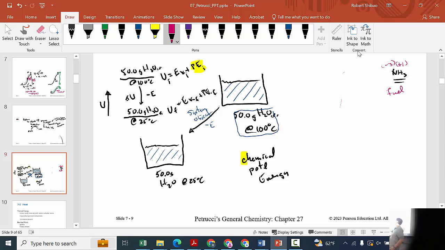And so here, what are we doing? We're going from 50 grams of water to 50 grams of water. So did the potential energy change at all? No, the potential energy didn't change at all. What changed? The kinetic energy changed. And so when we look at this here, the potential energy initial is equal to the potential energy final.